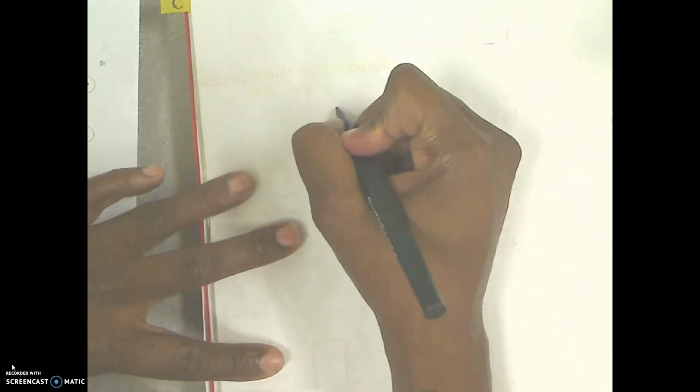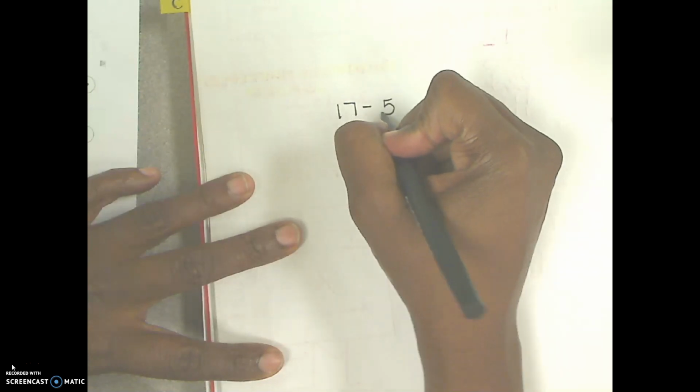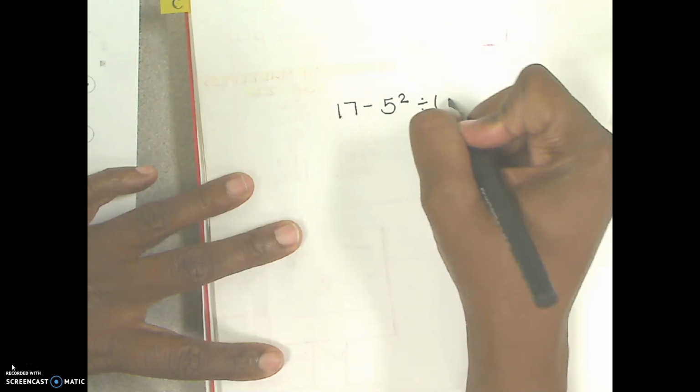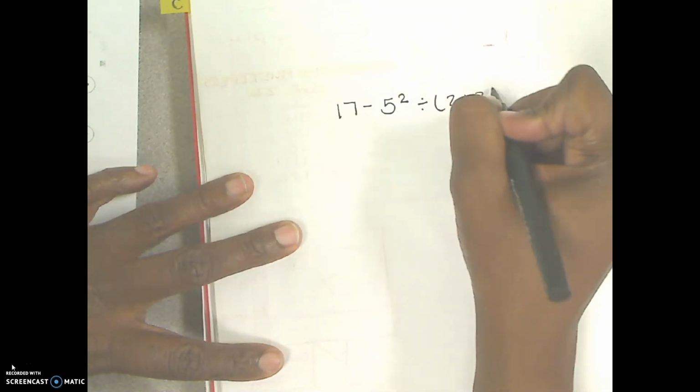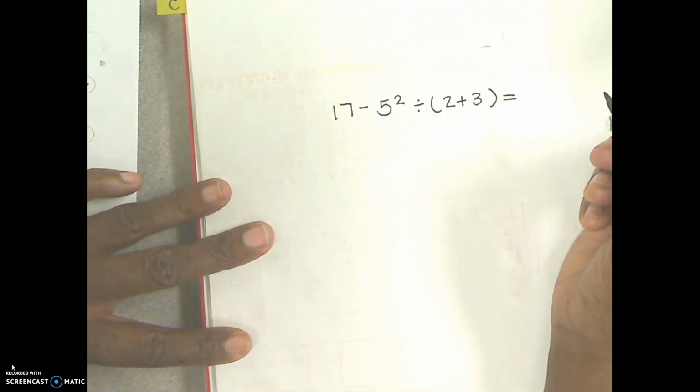But it is 17 minus 5 to the second power divided by 2 plus 3. See if you can find out the answer to this one. This time we'll put the equal sign on here.